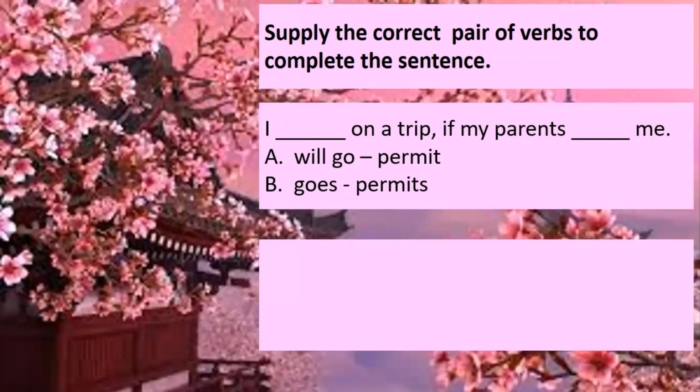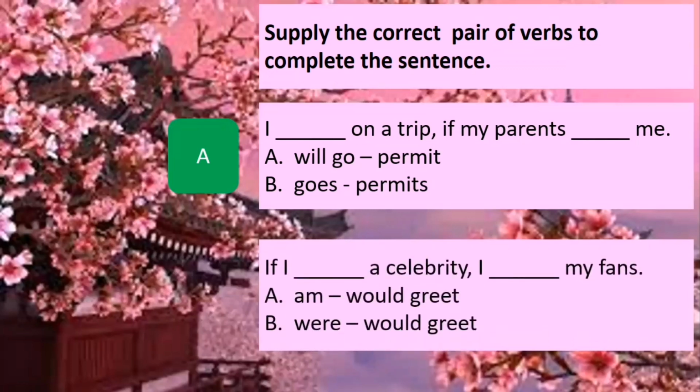First, I blank on a trip if my parents blank me. What is your answer? Is it A or B? Will go, and then permit, or goes, or permits. That is letter A. I will go on a trip if my parents permit me. Next, number 2.